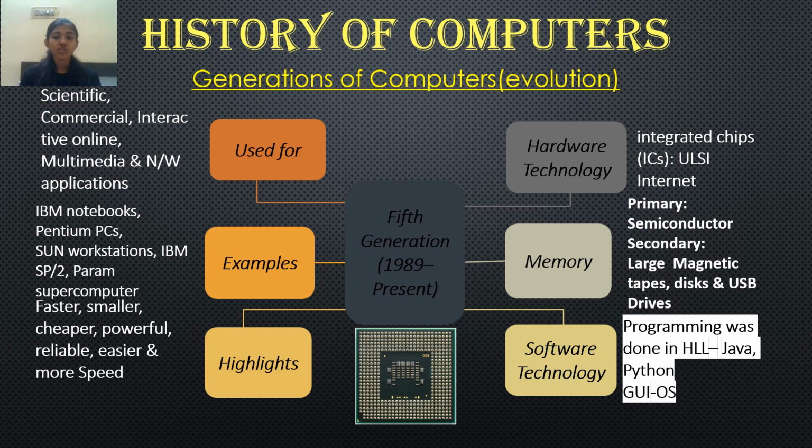Software technology, that is programming, was done in high-level language, that is Python, Java, GUI, OS. Examples of fifth-generation computers are IBM notebooks, Pentium PCs, etc. The highlights of fifth-generation computers are that it was faster, smaller, cheaper, powerful, reliable, easier, and more speed.